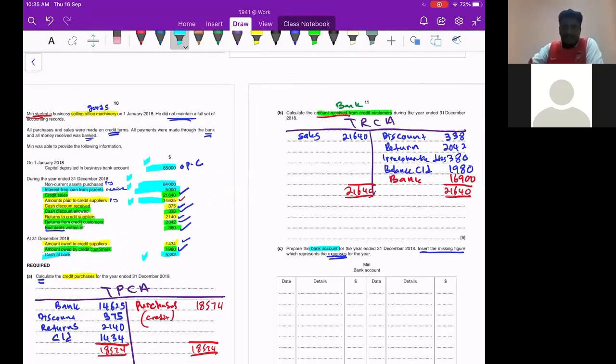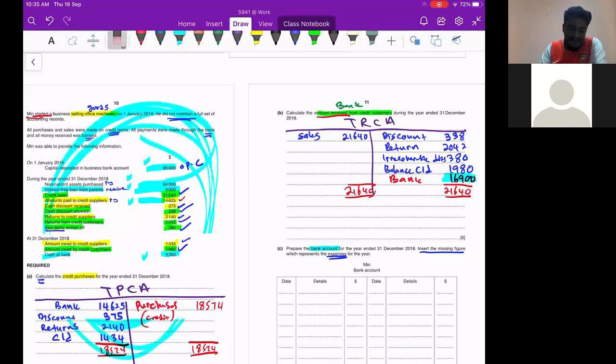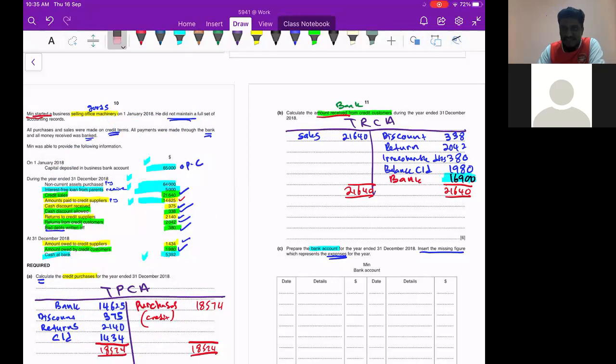Okay, I'll give you a tip: it's a money in. One more money in. You receive the money. Which one is that? This one. They didn't give it to you here. It's the money received during the year. So we prepare this account to calculate the money received. That money received will also go to the bank account.